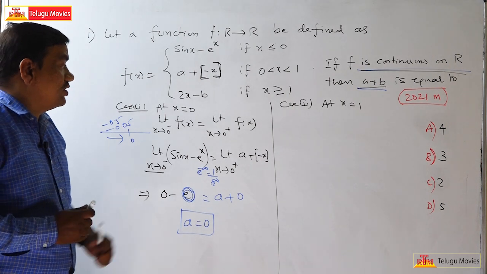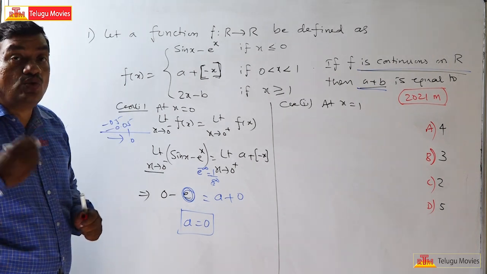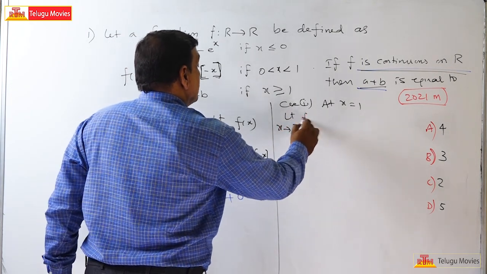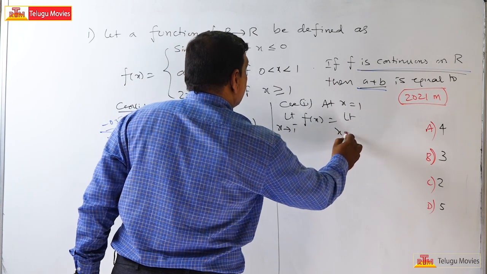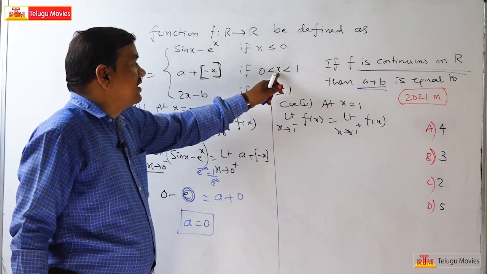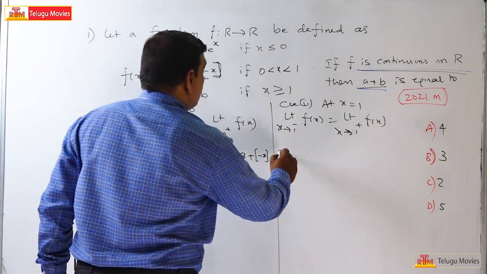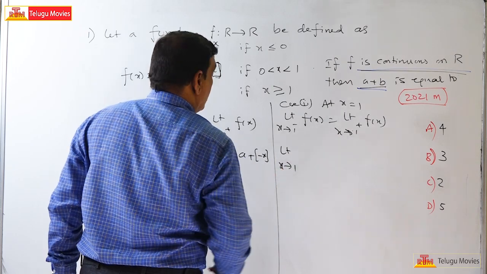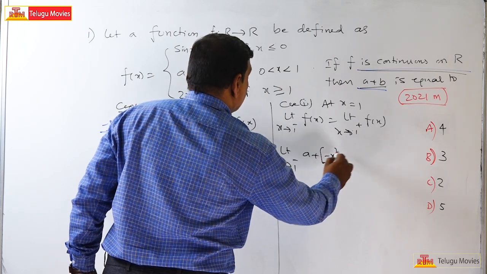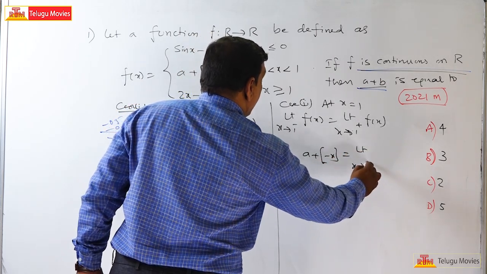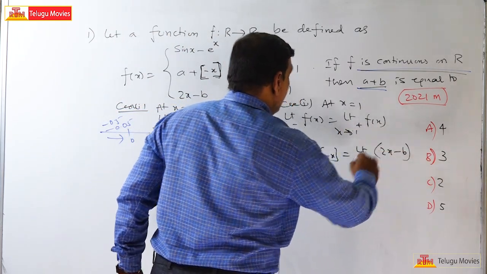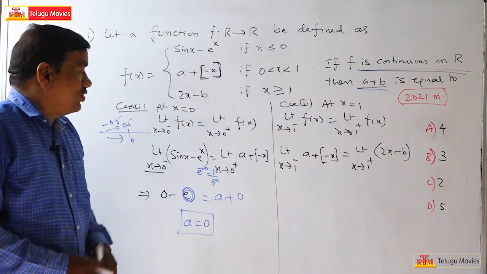Now let us take x is equal to 1. The limit as x tends to 1 minus of f of x is the same as the limit as x tends to 1 plus of f of x. x tends to 1 minus means x less than 1, this side. This value is a plus step of minus x, which is equal to the limit as x tends to 1 plus, where x is greater than or equal to 1, of 2x minus b. As a is already 0, forget about it.